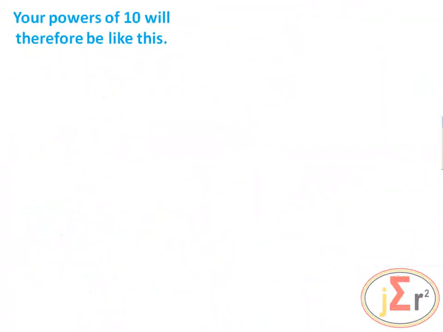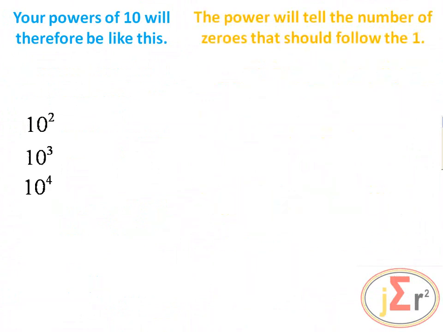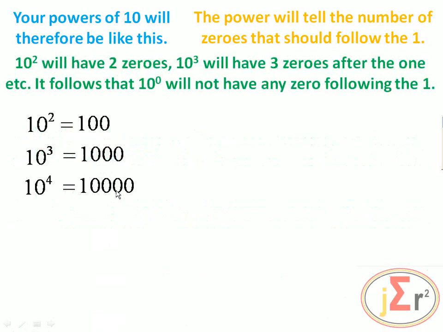Your power of 10 will therefore be like this. The power will tell the number of zeros that should follow the 1. So there we have them with 10 to the power of 2, 2 zeros. 10 to the power of 3, 3 zeros. 10 to the power of 4, 4 zeros. 10 to the power of 2 will have 2 zeros. 10 to the power of 3 will have 3 zeros after the 1, and so on.